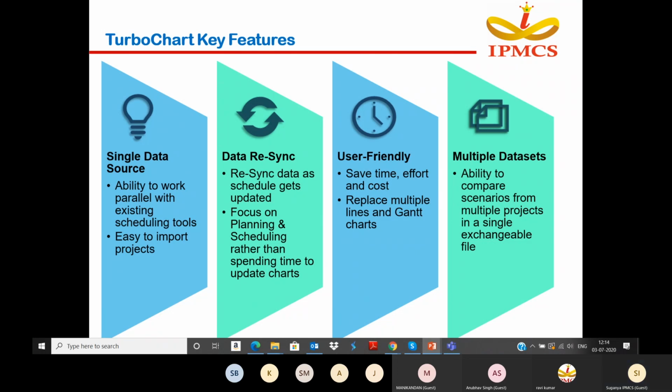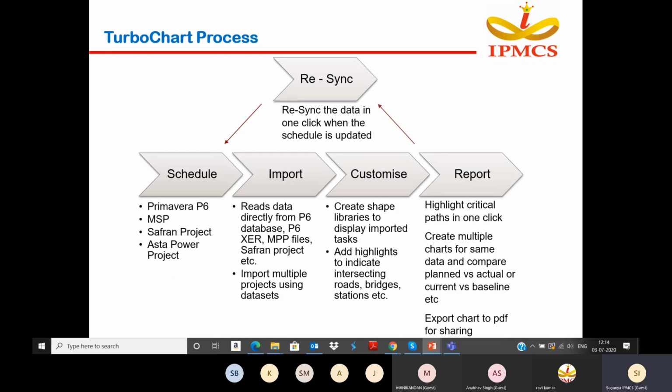The process of TurboChart. You have the existing scheduling tool, and the schedule is available in that format, in any one of the existing formats like Primavera, MSP, Saffron or Asta Power Project. You can import the schedule into TurboChart. After importing, with the help of the data sets, you do the customization in TurboChart. After customization, you can go for the resync. The report will get generated once. After that, if you make any changes in the schedule, using the resync, an updated report will be displayed.